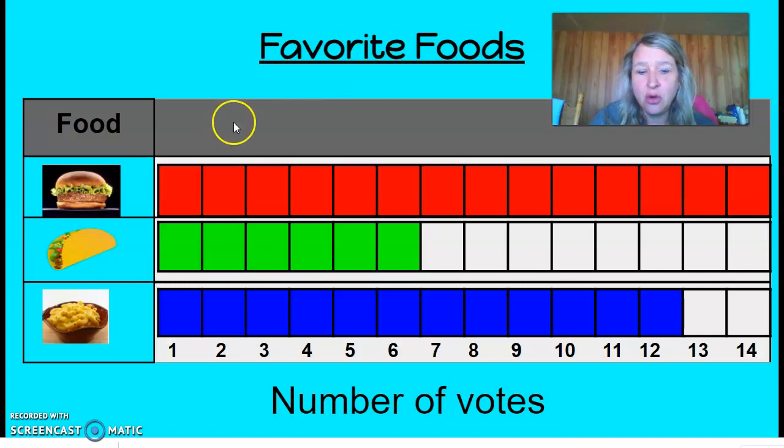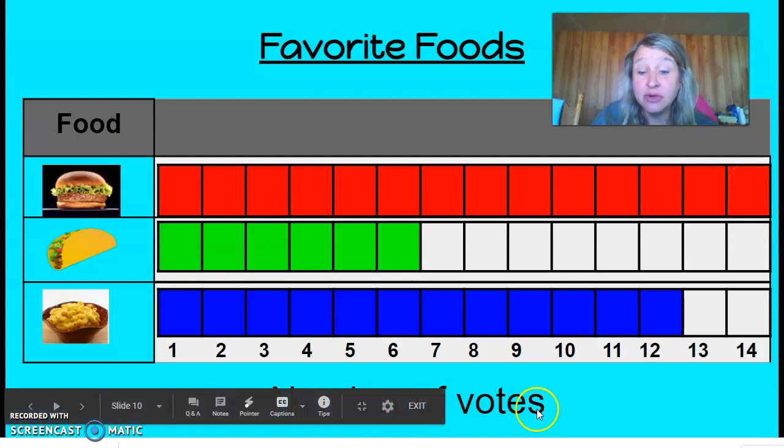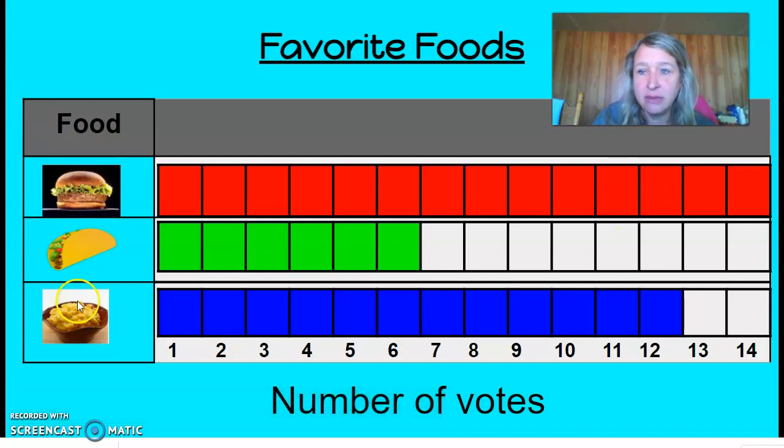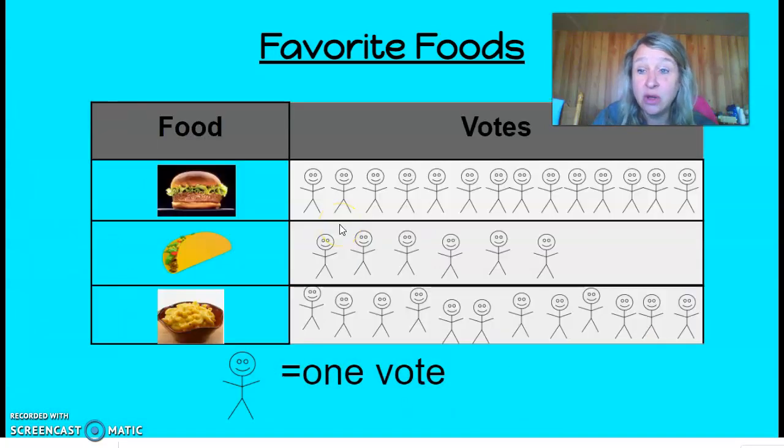No, they really don't, because these are not happy face guys. These are squares. These are called bars. That's why this is a bar type graph. It does say number of votes, so each square is one vote. But we're using bars to show how many liked hamburgers and tacos and mac and cheese. What did we use on this one? That's right, we used the happy face guys to show the number of votes.